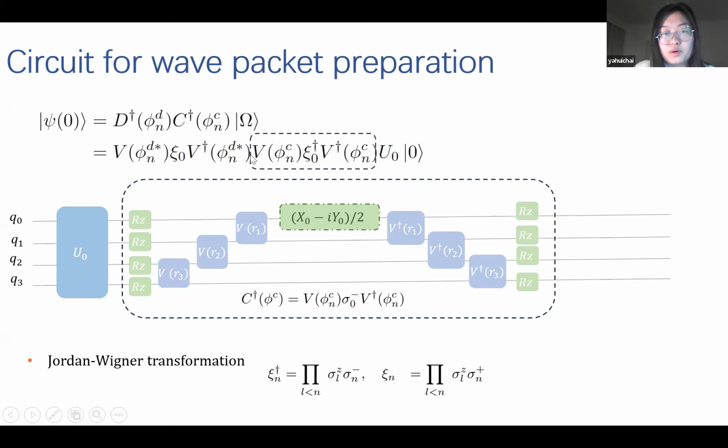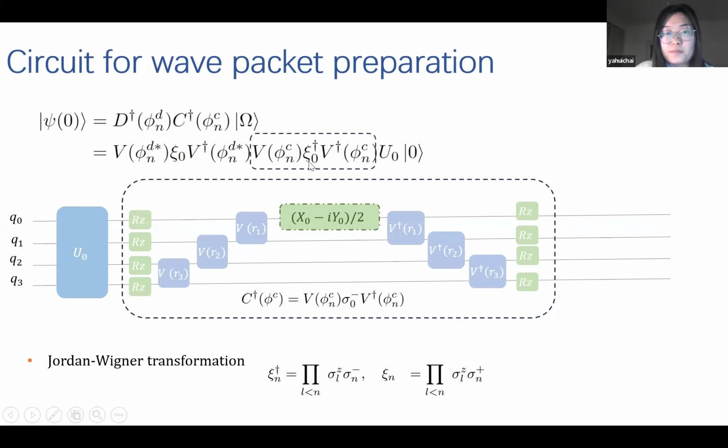So here is an example of the circuit for the V-packet preparation. Here we suppose the operator U0 is the circuit for the vacuum preparation. And in this box, it's the circuit for the fermion V-packet. Firstly, there are some single qubit rotation gates which are related to the phase of the coefficient phi, so related to the momentum. And then there are some 2 qubit gates related to the magnitude of the coefficient.